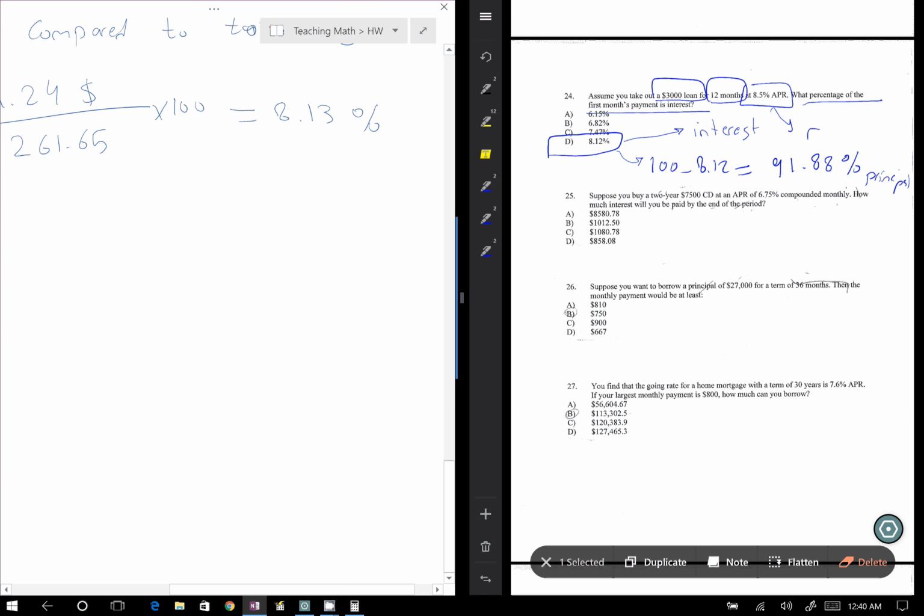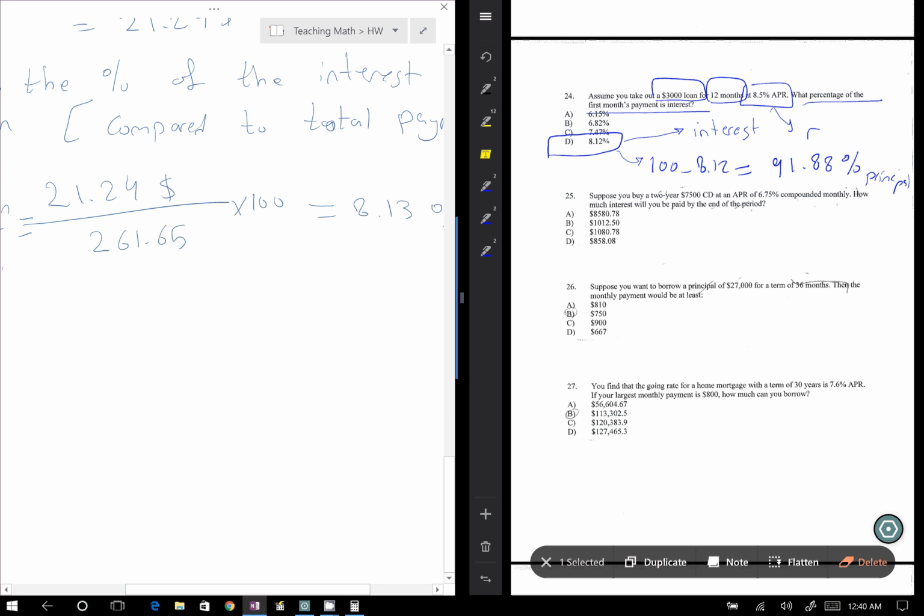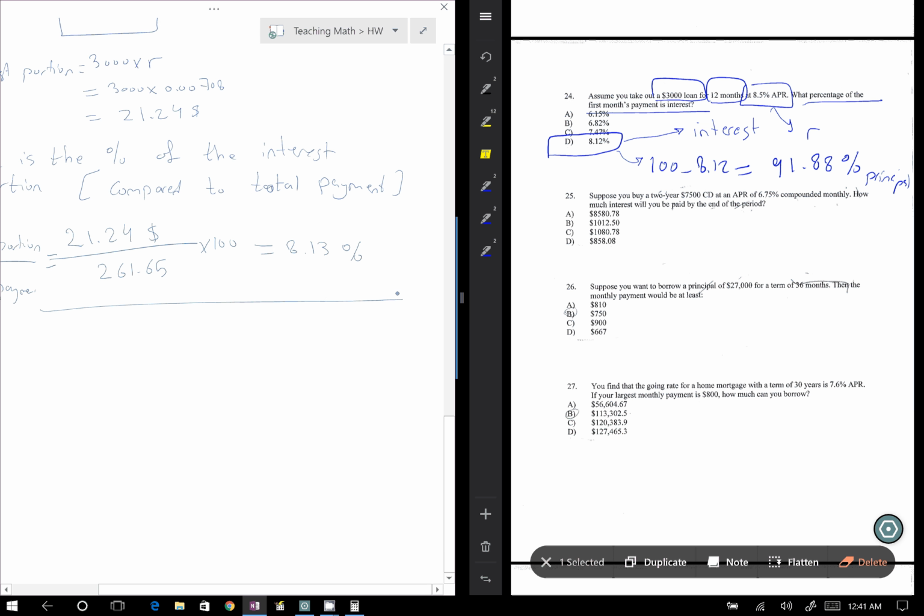Okay, sorry, actually 25. So 25, a 2-year, meaning 24 months, CD at an APR of 6.75%, compounded monthly. How much interest will you pay by the end of the year? So 2-year, 24 months, APR 6.75%. The r is 6.75 divided by 12 divided by 100.